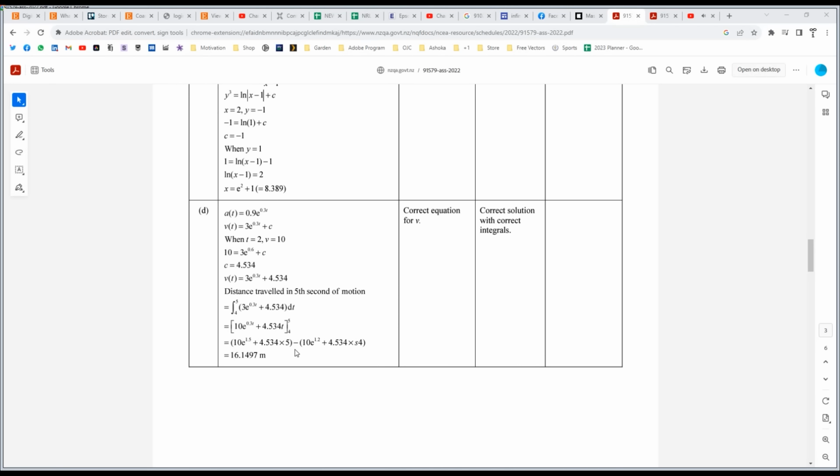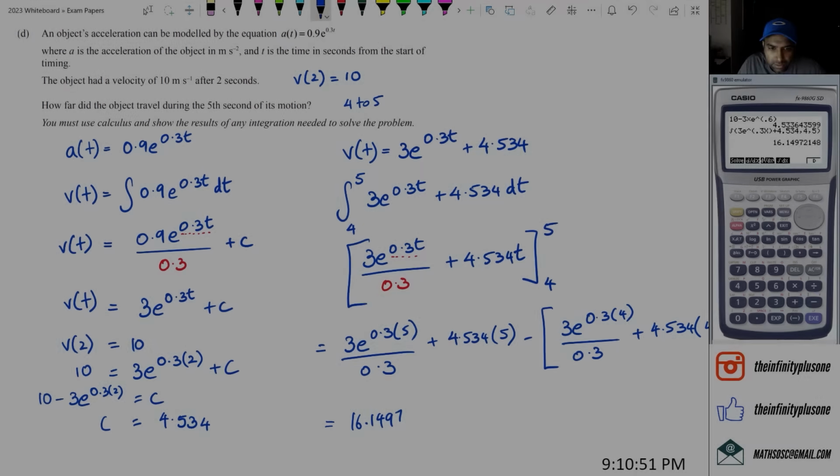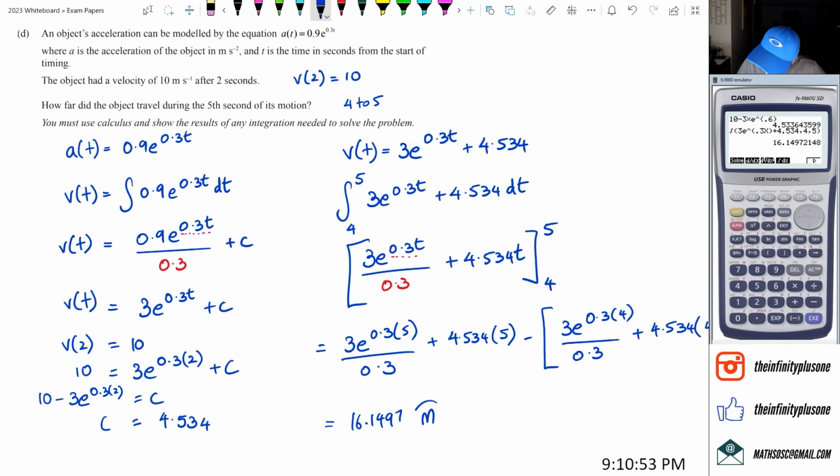They do the substitution, they've substituted those values in there, and then they've just put in the final answer. In fact, I think that shouldn't have an S. It should probably just have 4. But their final answer is 16.1497. So that 16.1497 is actually going to get you a merit. So we've got a merit for the final answer. Correct equation for V is actually an achieved. So you still need to find that C value to get the full achieved grade itself.